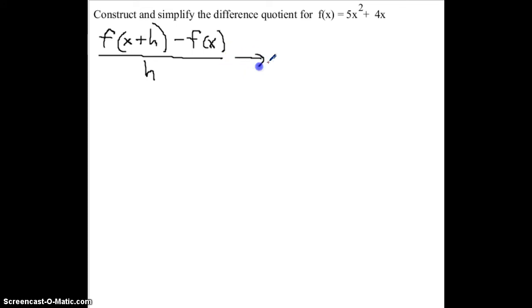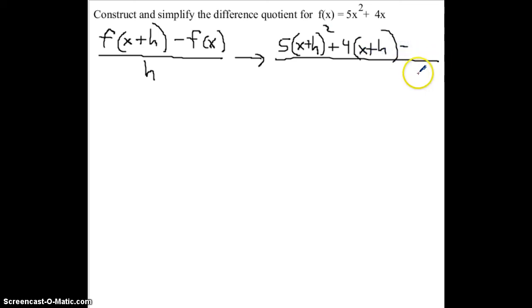So here we go. I'll come over here and do that. So we have 5 times x plus h quantity squared plus 4 times x plus h, and then minus your f of x. Well, your f of x is right there. It's 5x squared plus 4x. So we got to subtract 5x squared plus 4x all over your h.